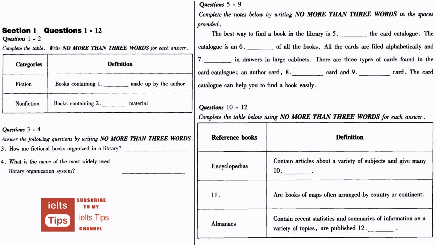The best way to locate a book in the library is to use the card catalogue. The card catalogue is an index of all the books in the library. Information about a book is listed on cards. All the cards are filed alphabetically and stored in drawers in large cabinets. The card catalogue can help you locate a particular book, a book on a certain subject, or a book by a particular author. In the card catalogue, each book has 3 cards, an author card, a title card, and a subject card.